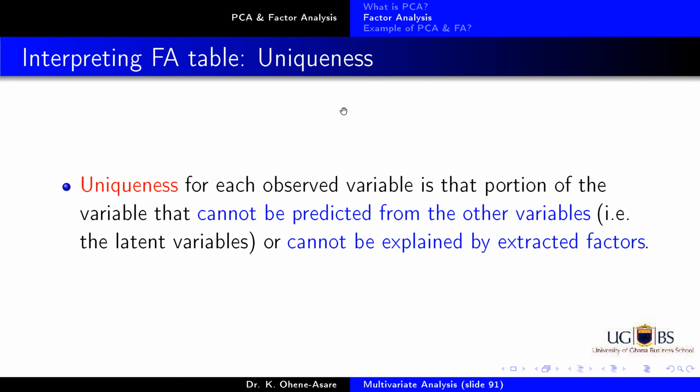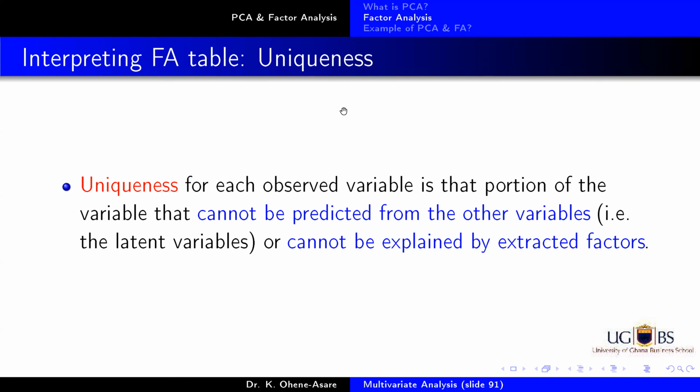Okay, so uniqueness, every variable, like variable 1, variable 2, variable 3, every one of the variables has a uniqueness value. And it is that percentage of the variable, so when you take a variable like variable 1, that portion, that percentage of that variable that cannot be predicted from the other variables. In other words, it is latent. So it is like part of that variable which is latent and therefore cannot be explained by the extracted factors. You remember the extracted factors are how many?